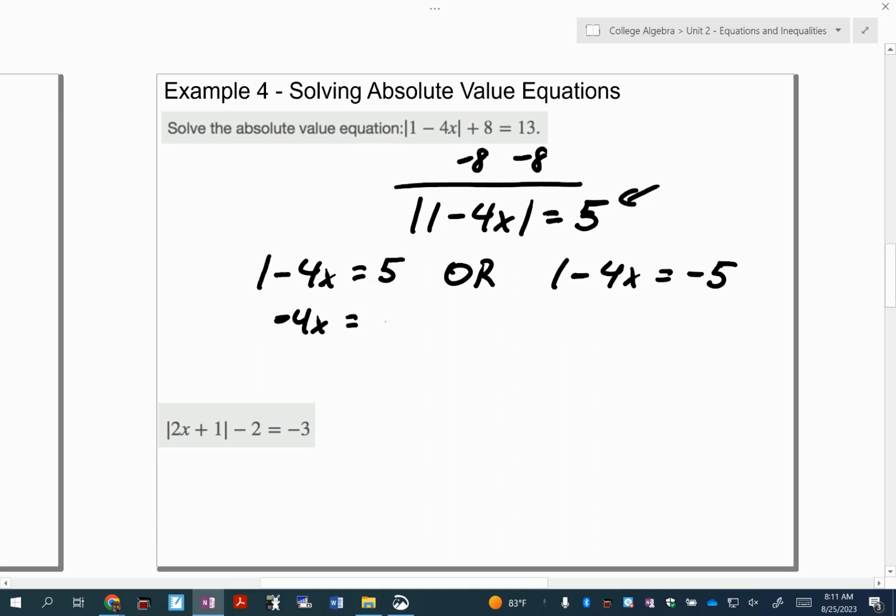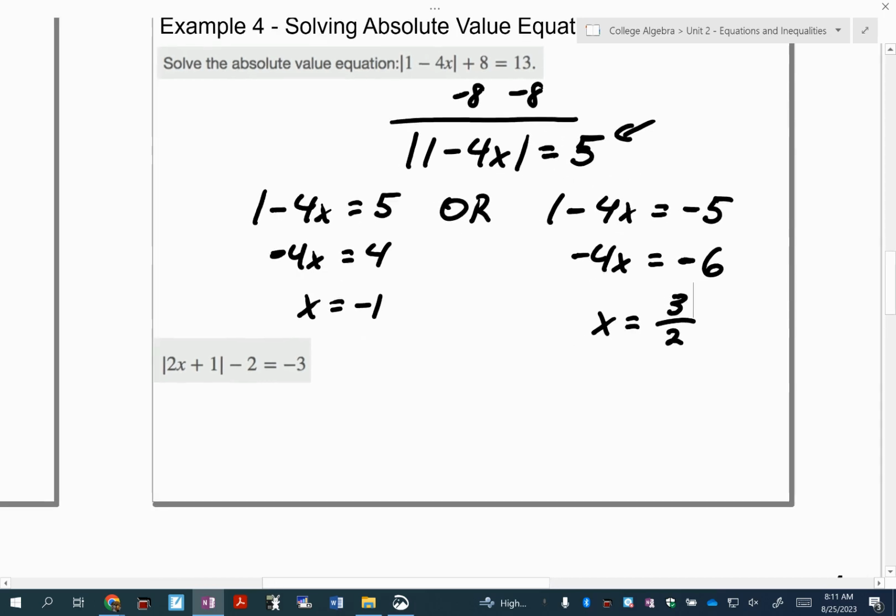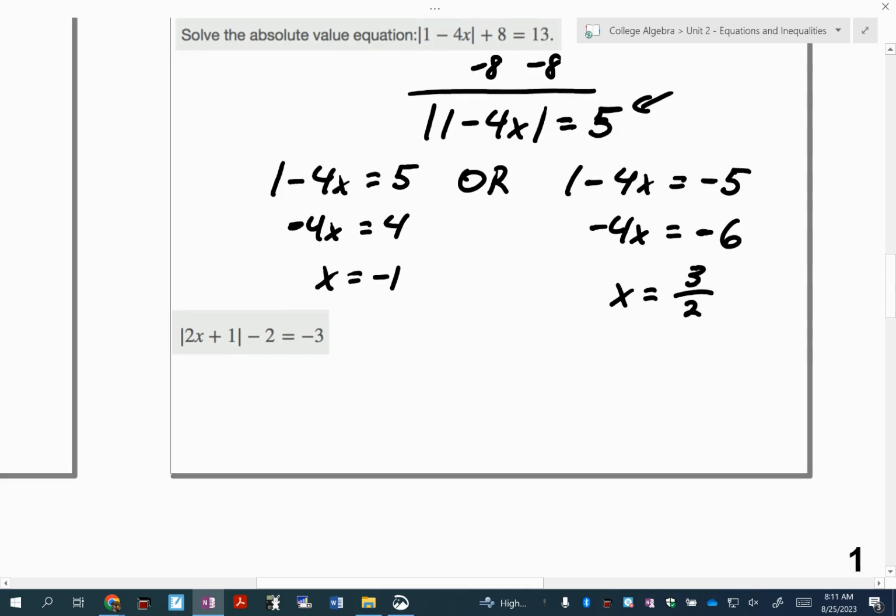So negative 4x equals 5 minus 1, which is 4. So this is negative 1. Negative 4x equals, we're going to subtract 1, so negative 5 minus 1 is negative 6. So reducing that gives me positive 3/2. All right, so now let's go ahead and do this next one.